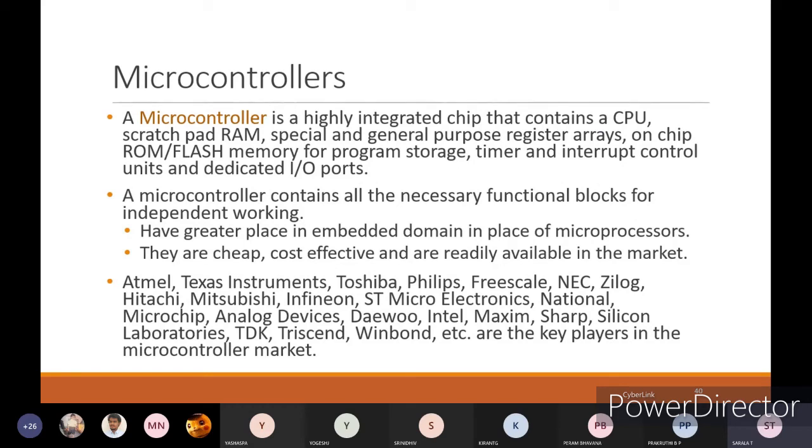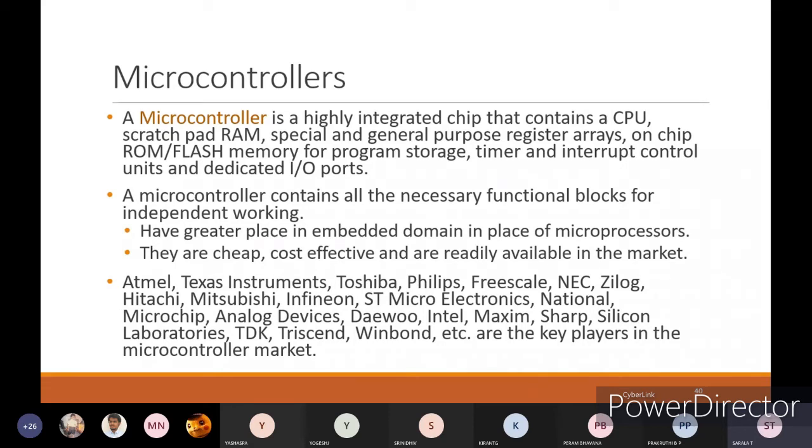If we are going for a microcontroller, you already have the CPU, a scratchpad RAM, special and general purpose register arrays, on-chip ROM and flash memory for program storage, timers, interrupt controller units, and dedicated I/O ports. These are with respect to the microcontroller.